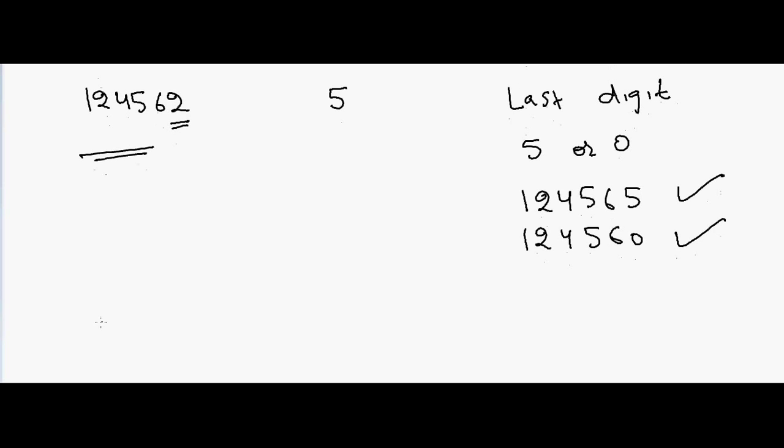Now let's talk about divisibility by 6. I have 1 2 4 5 6 2. Is this number divisible by 6? To check that, we know that 6 is the multiplication of 2 and 3. So we have to run the test for 2 and then we have to run the test for 3. Because this is an even number, we know that it is divisible by 2. So this is okay.